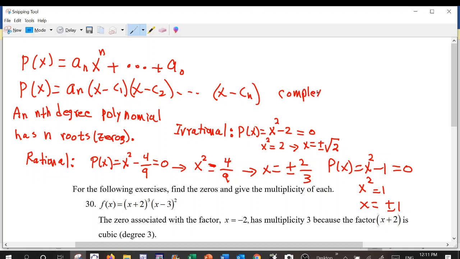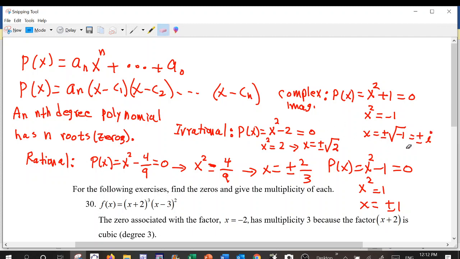Or it could be complex imaginary. So what's an example of that? Well, maybe x squared plus 1. If you set it equal to 0, what do we get? We get x squared equals negative 1. So x is what? Plus and minus the square root of negative 1, which we know is just i, right? That's a complex imaginary. In fact, it's pure imaginary in this case, right?